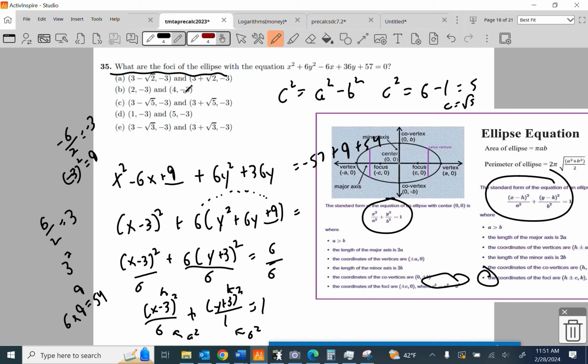So gone, gone, gone, gone. Choice C. There we go. I was looking for root 5s because of what I have over here up to the right. The foci is h, which is 3, plus or minus root 5 up here, and then k, which is negative 3. So there you go. Something I hadn't done in years.